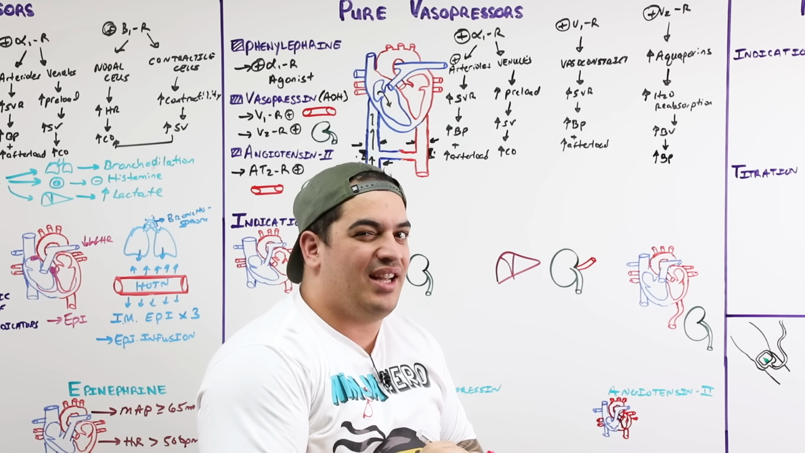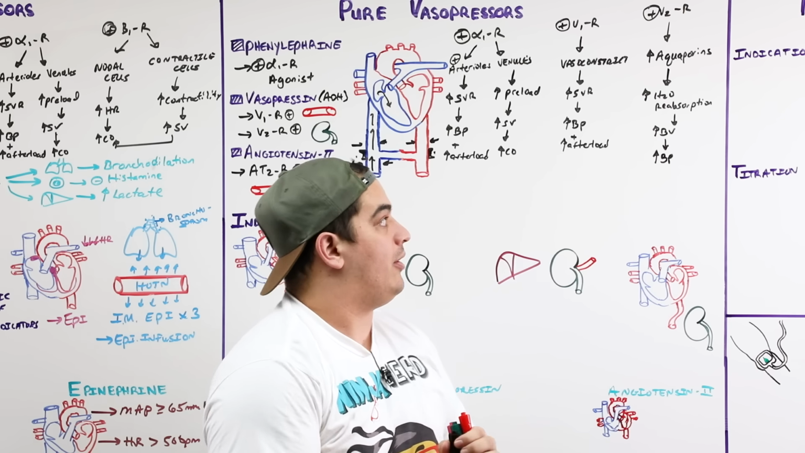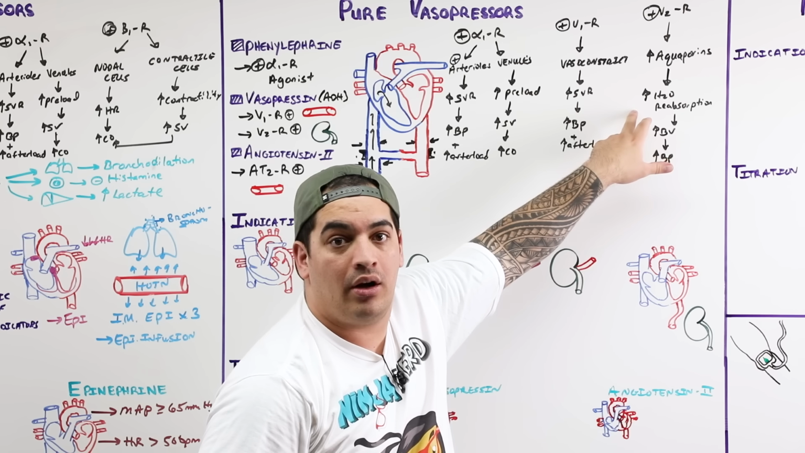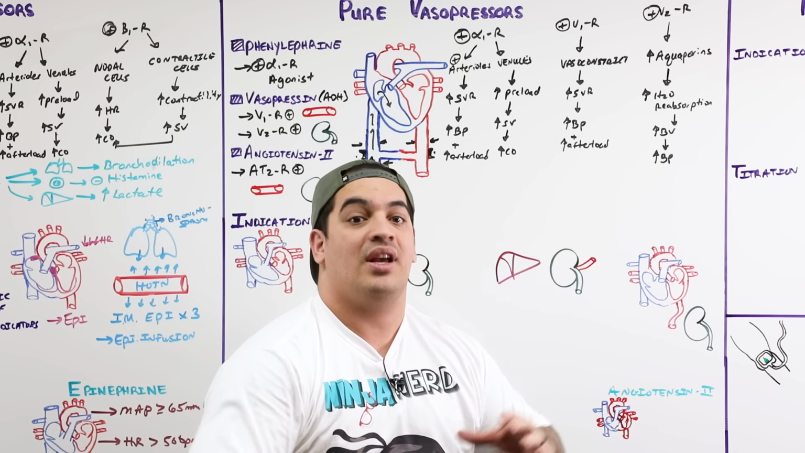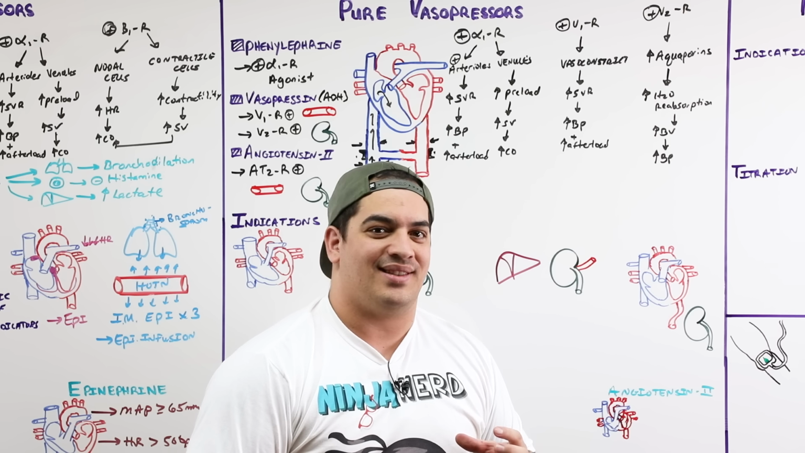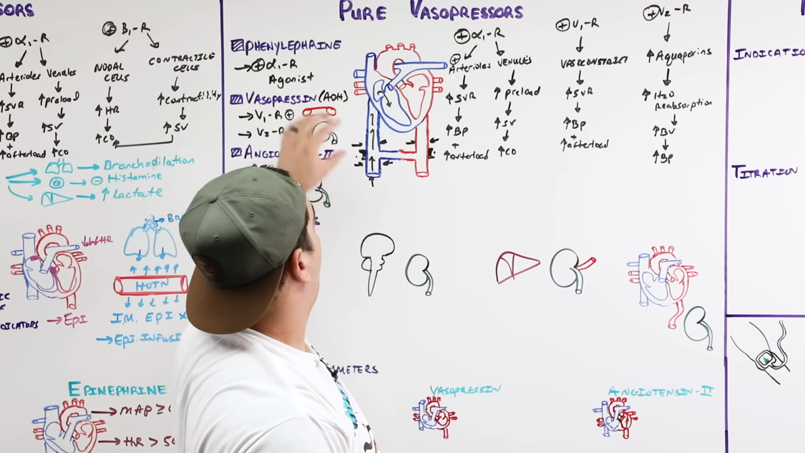So you see how vasopressin has kind of two ways by which it can increase blood pressure. It can cause you to retain more water from your kidneys, or it can cause you to clamp down on your vessels, increasing systemic vascular resistance. So those are the two mechanisms for vasopressin.